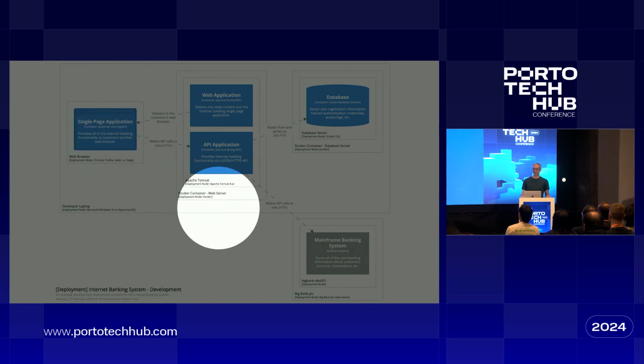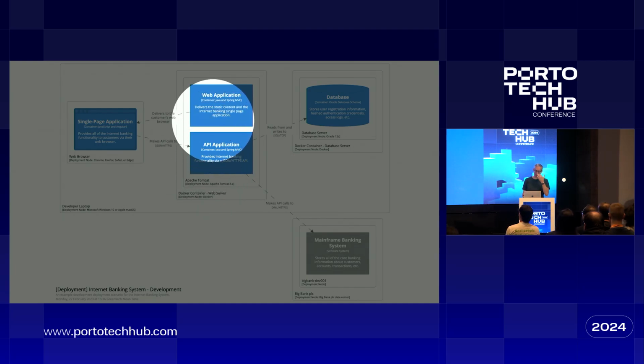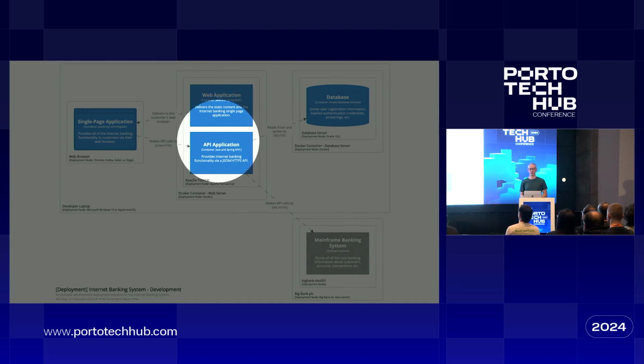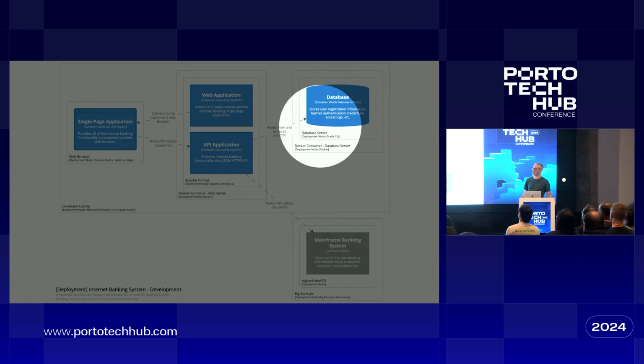Diagram type number 3 are the deployment diagrams, and this is where you map the C4 containers or potentially C4 software systems onto things that exist in the infrastructure world. So here's an example of a deployment diagram for the internet banking system. Imagine this is a development environment.